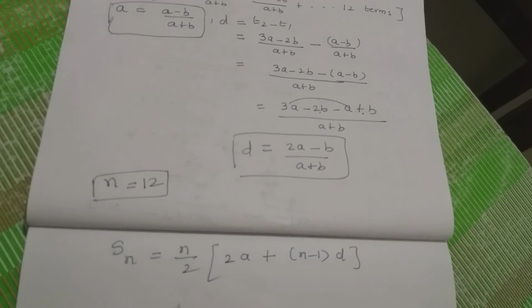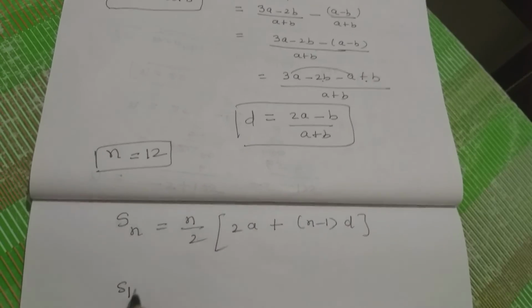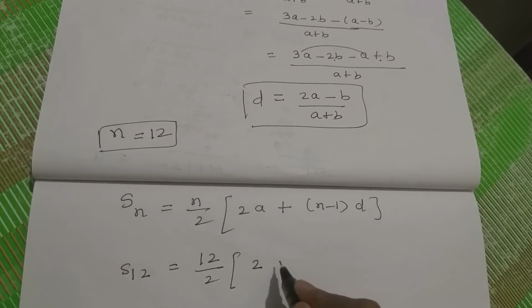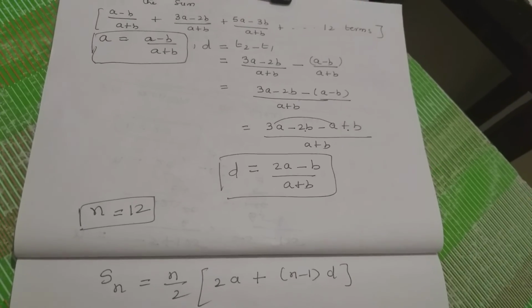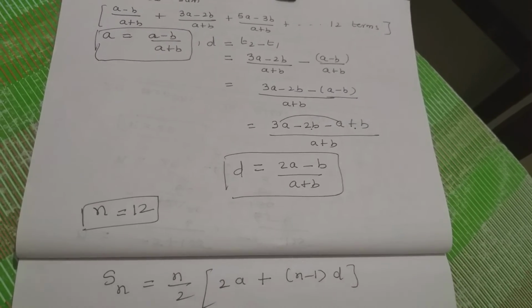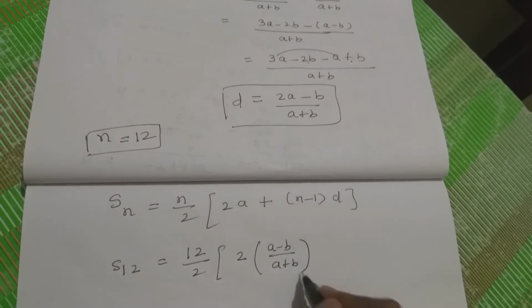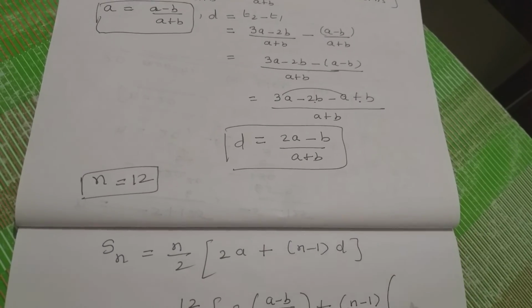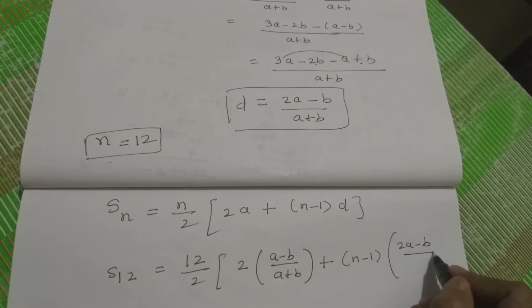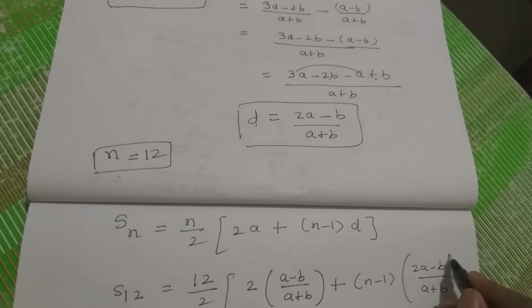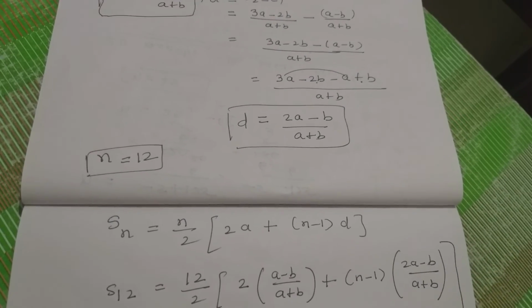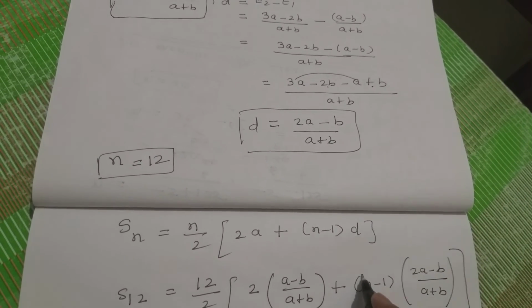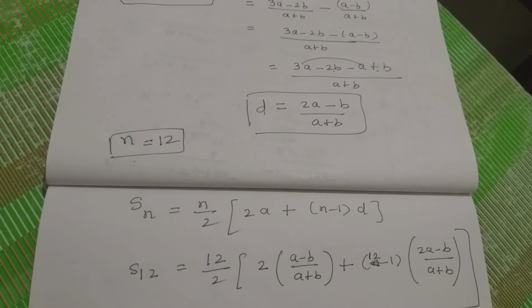So now n is given here as 12. So substitute for n. What is a? Substitute for a. a is given here as a minus b by a plus b, plus n minus 1. What is d? d is 2a minus b by a plus b. This is given here as d. Now what is n here actually? n is 12 minus 1. So substitute here also n is 12 minus 1.